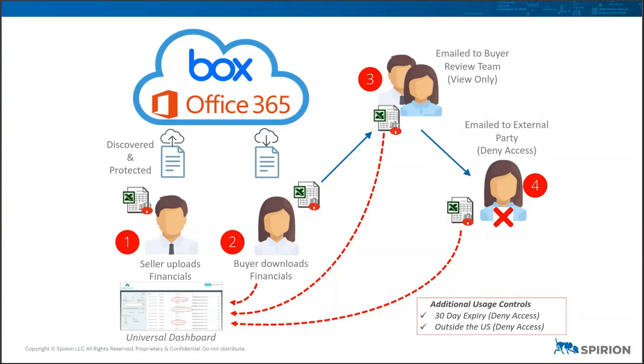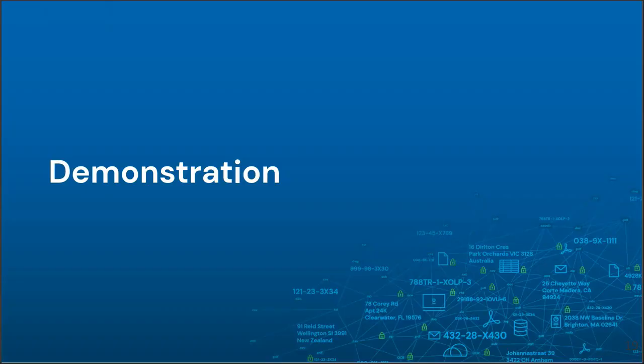And I can go even more finer grain by saying, you know, maybe I want to put a 30-day expiry or whatever the due diligence period is, and I want to make sure the data is only accessible within the US. So a perfect example of what we see in real life activities.